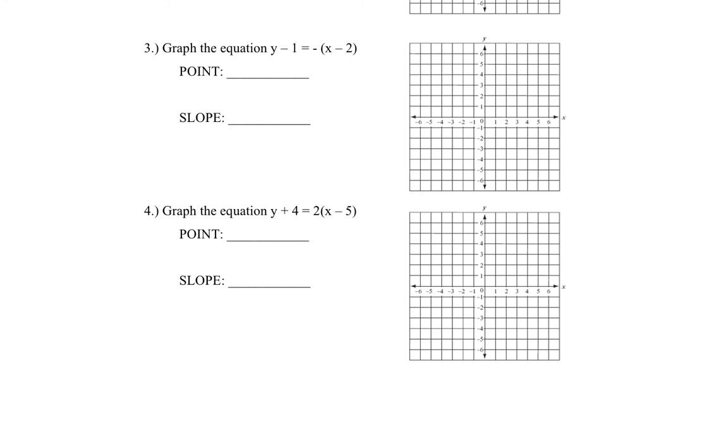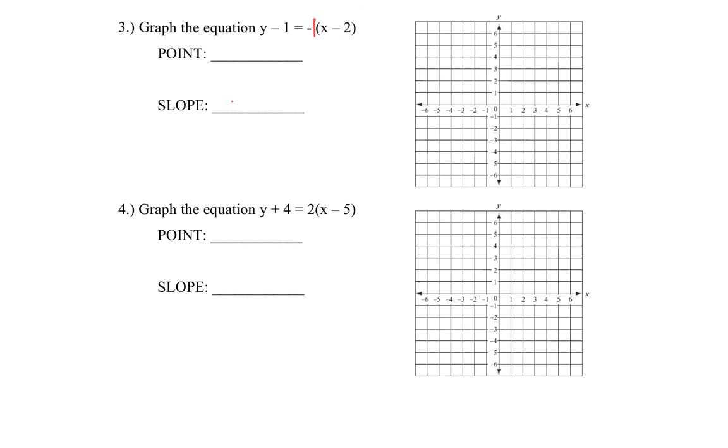All right, let's try another one, number 3. All right, the slope there I actually don't see, but I know if there's not a number there, I can put a 1. So this would be -1 or -1/1 for the slope. The point, well, I see x minus 2, so I know the x-coordinate is 2. Y minus 1, so the y-coordinate is +1.